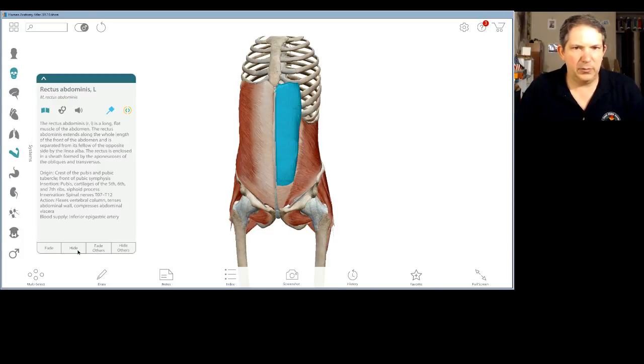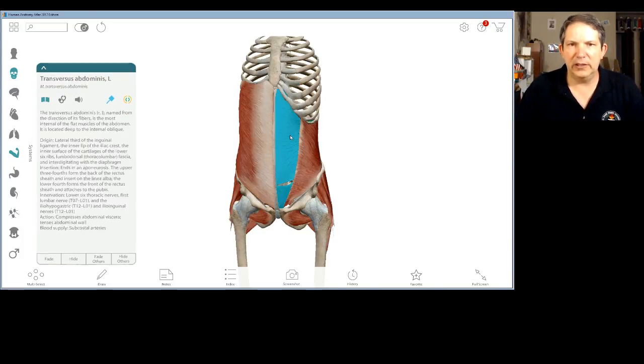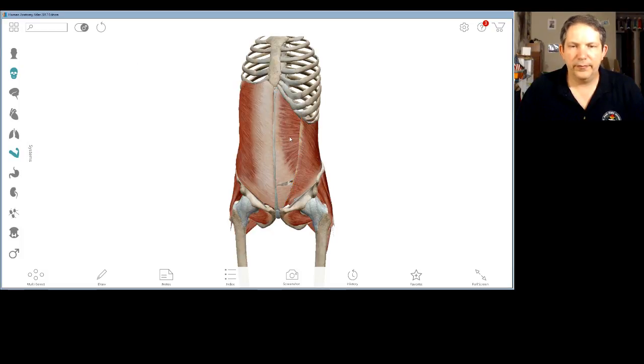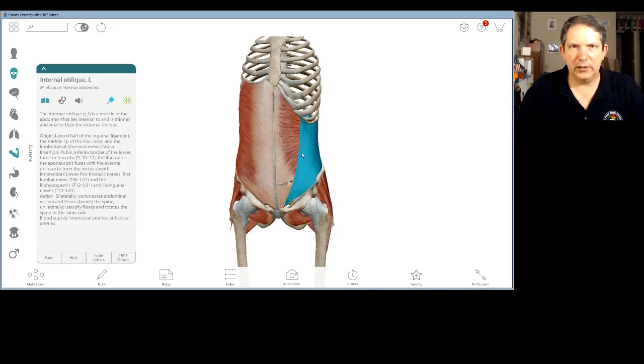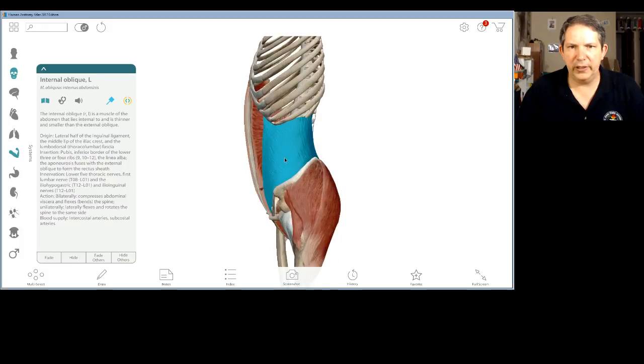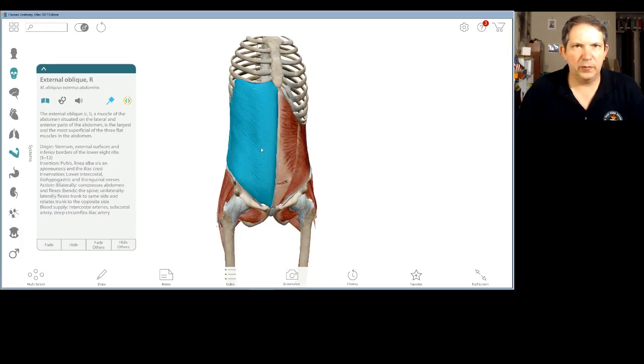So there's our rectus abdominis. If we hide that, now we can see the transverse abdominis. So the transverse abdominis is deepest. The rectus abdominis and internal obliques are next, and then most superficial is the external oblique.